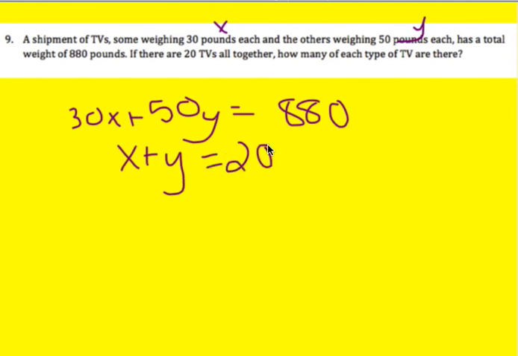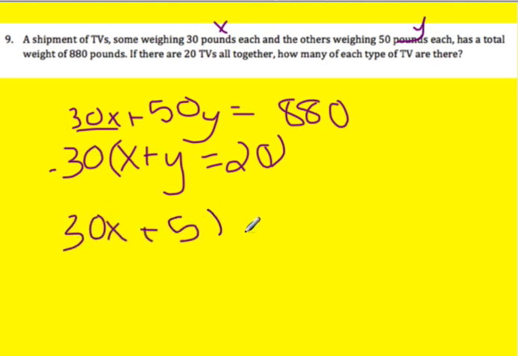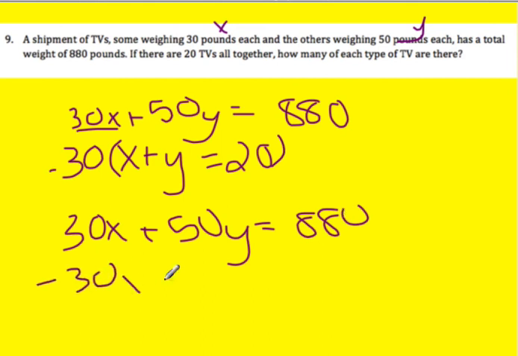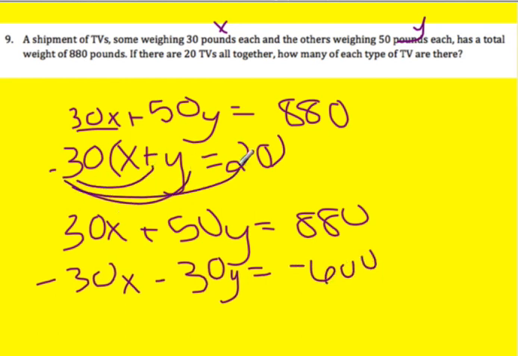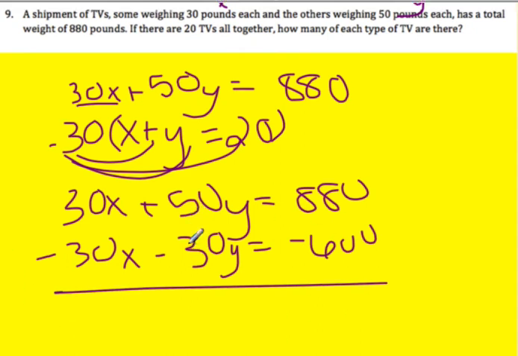So now what I want to do is I want to solve this using elimination. So what's the opposite of a positive 30? Well, that's going to be a negative 30. So what I'm going to do is I'm going to multiply that bottom equation by negative 30 so I can maybe cancel out my x's. So I get 30x plus 50y is equal to 880. And then negative 30x minus 30y is equal to negative 600 when you distribute that negative 30 all the way across. So now I'm going to go ahead and add down the columns.